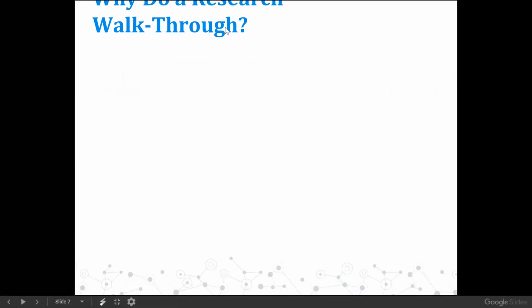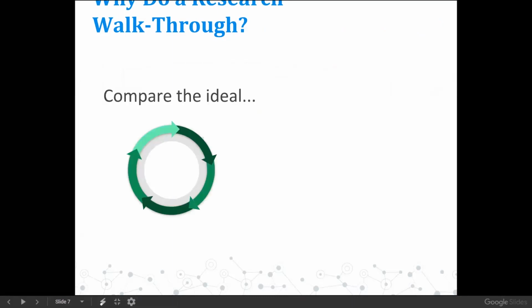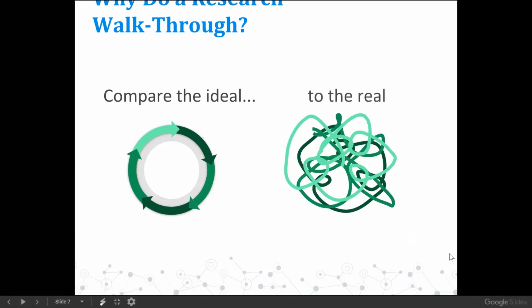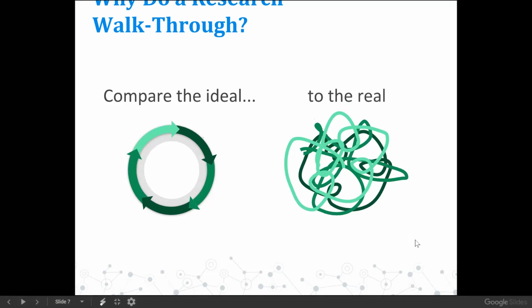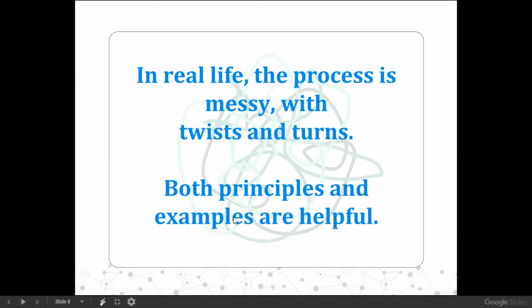Why do a research walkthrough? Another reason is we see a lot of the ideal, right? When people are teaching, you've probably seen cycles like this, the research cycle, where you have the different steps that you're supposed to follow. But I don't know if your life is like this, but when I do research, it looks a lot more like this than this. The thing is, real life, as we know, is messy, right?